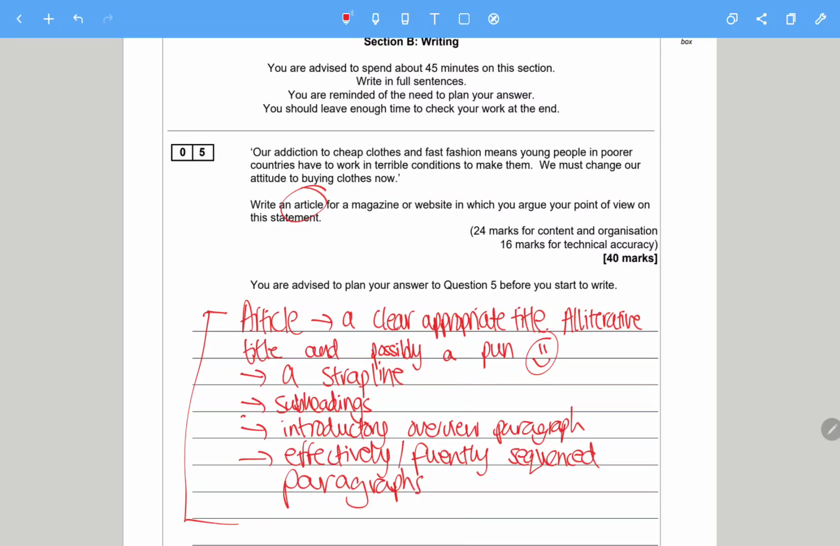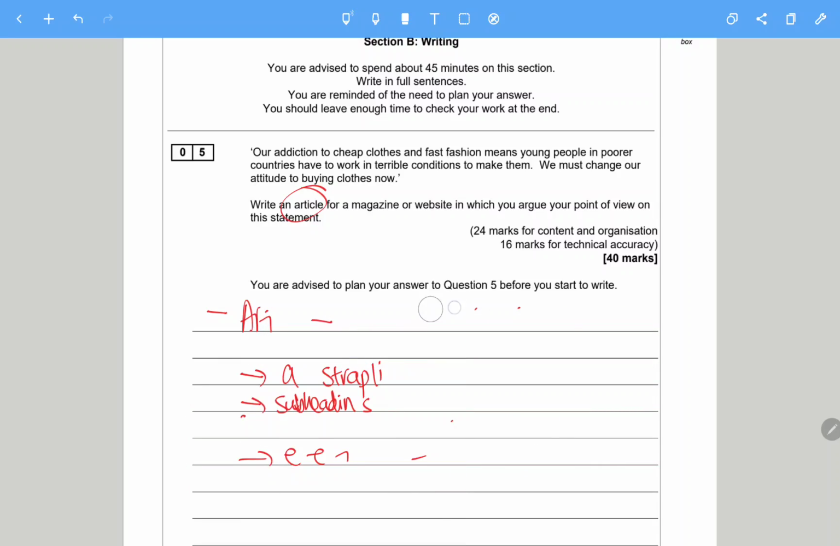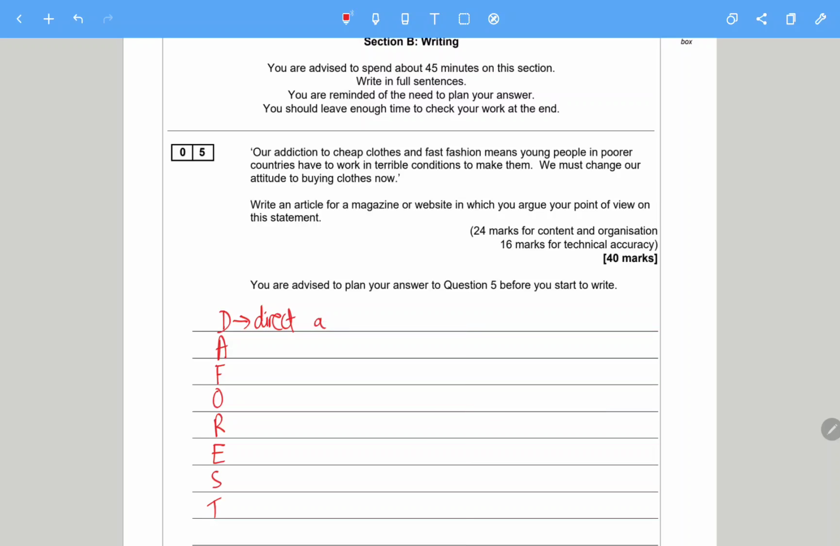Now, another acronym that we are going to cover today is something called DeForest. So DeForest is an acronym that we use for language paper 2, question 5, so persuasive writing. So I'm just going to go over it very quickly in today's session. So it's got D, A, F, O, R, E, S, T. So preferably your answer should consist of a variety of DeForest techniques. So what does each letter stand for? The first one stands for direct address.